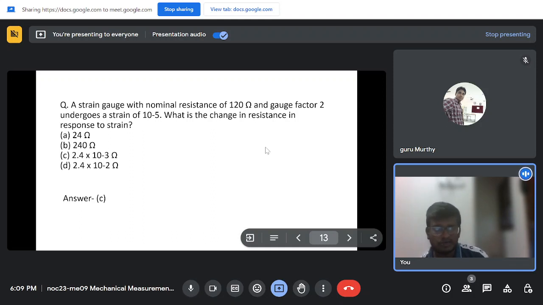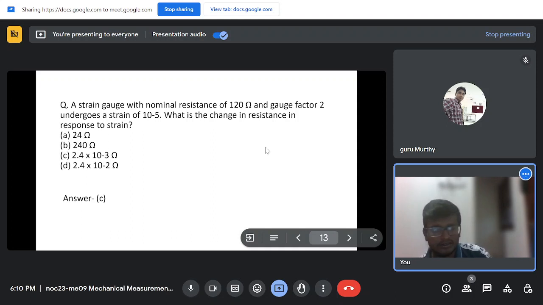So we have to calculate the change in resistance. So we will multiply by the resistance: 2 into 10 power minus 5 into 120 ohms. So we will get 240 into 10 power minus 5, which will come out as 2.4 into 10 power minus 3 ohms. So the change in resistance in response to the strain of 10 power minus 5 is 2.4 into 10 power minus 3 ohms.